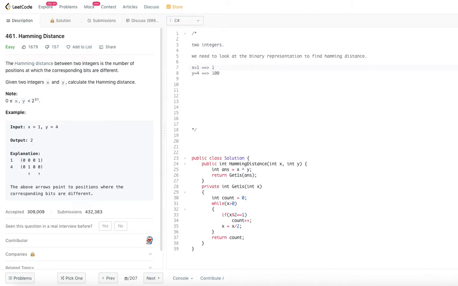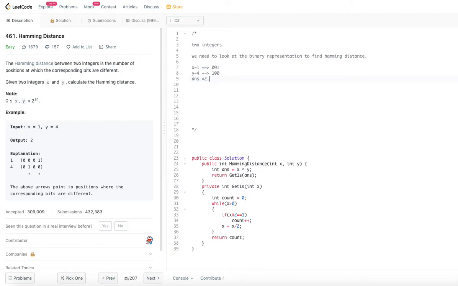In order to make them equal length, we need to prepend zeros. So now we need to check the number of positions where the corresponding bits are different. Here, this one is 1 and this one is 0, so that is one difference. The second one is 0 and 0, that's not different, and this one is 1 and 0, that is different. So totally the answer would be 2 for this.